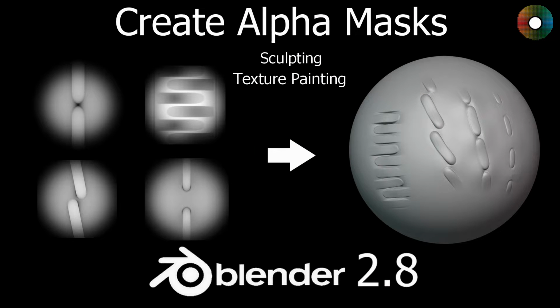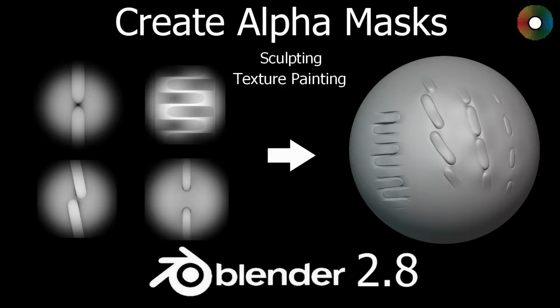Hello and welcome everyone. Today I want to show you how to create alpha masks to use in sculpting and texture painting. You can use these masks in many softwares like ZBrush, Substance Painter or Blender, and these can give you some really nice details like stitching and seams on clothings or zippers, for example.